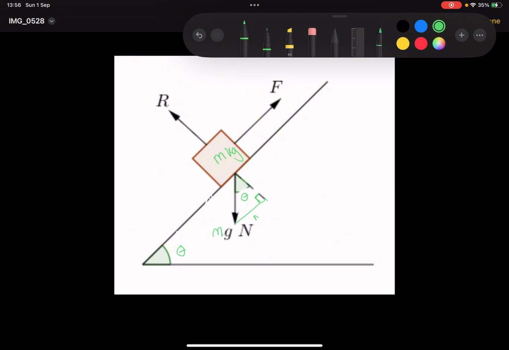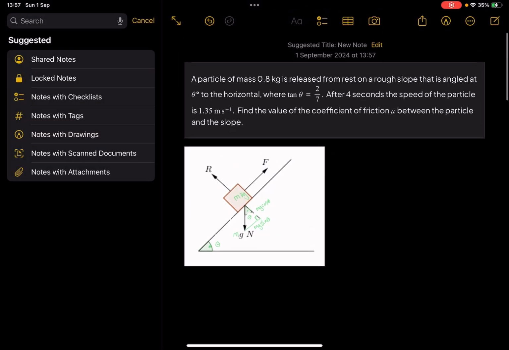This can be mg sine theta, since this is opposite. This is mg cos theta, since this is adjacent. And with similar triangles, it's always the same as the inclined plane. So if this is theta, this will also be theta. Now that we've got our forces labelled, we can work out the values.